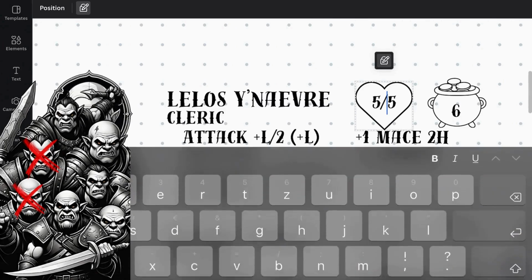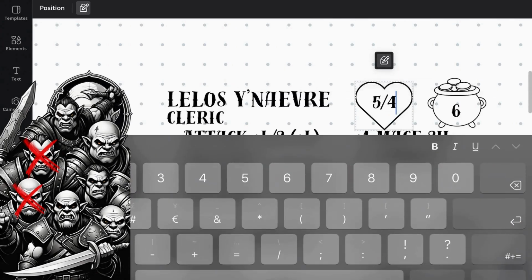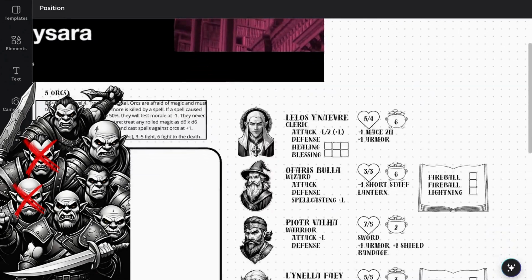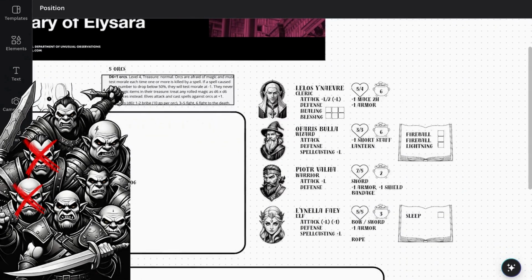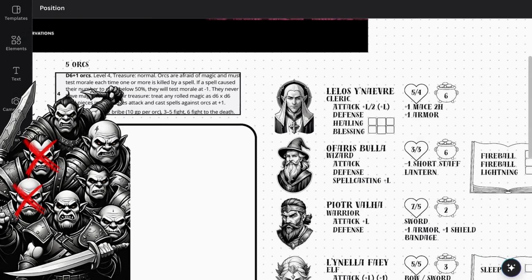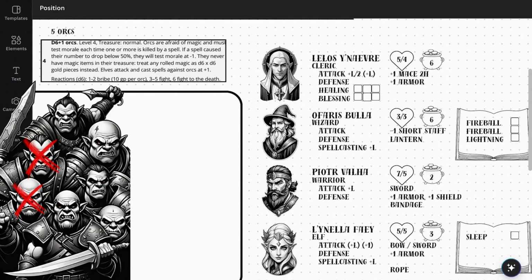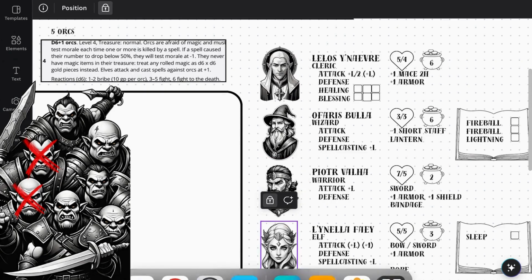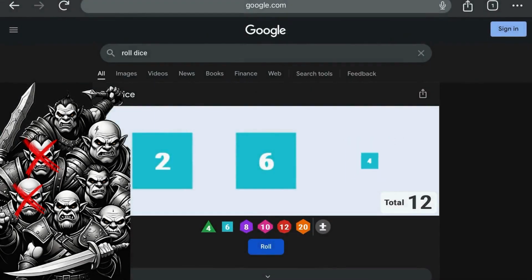So Lelos, he was the one least prepared for an attack, focusing more on the door and how to open it. So unfortunately he wasn't aware of this attack. And now 2 more orcs for Piotr and Linella, I guess. Let's roll defense.